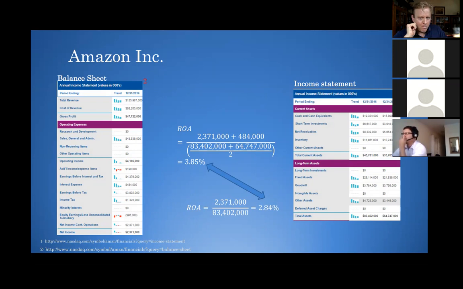Now, if you want to calculate it differently, the way that you would see on Wikipedia, basically the net income divided by the total assets, you end up with a percentage that's close to it. It's 2.84%. So it's not that they are drastically far away from each other, but the recommendation is basically that you do it the top way. And that's pretty much it for return on assets.